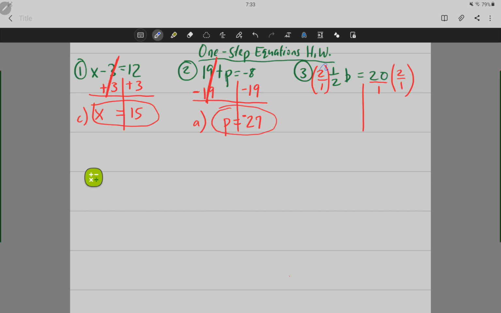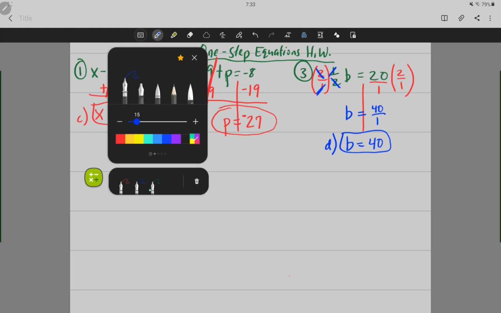If we cross cancel, 2 divided by itself is 1. You don't have to put the 1. Cross cancel again. 1 divided by itself is 1. Again, you don't have to put the 1, but bring down that variable b, bring down the equal sign, and just multiply your numerators. 20 times 2 is 40. Multiply denominators. 1 times 1 is 1. And 40 divided by 1 is just 40. So number 3 is choice D. b equals 40.